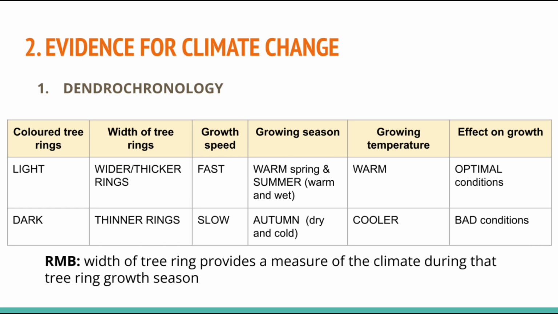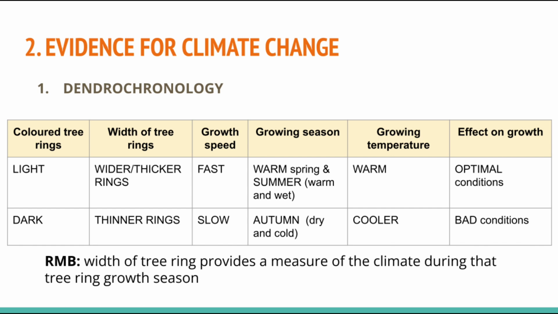So tree rings that are light and thick tend to have fast growing speed because they grow in seasons like spring and summer where the conditions are warm and wet. This means the temperatures are warm and optimal for growth, meaning that photosynthesis rate is at the maximum, and this means that growth occurs the most, and that's why tree rings are thicker.